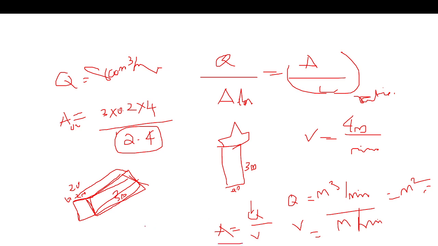Simply you can find. That is the total area. What is that? 800 by 4? 200. 200 by 2.4. What is the answer? 83 bags. Is there any option for 83? 83 is not there. Okay.